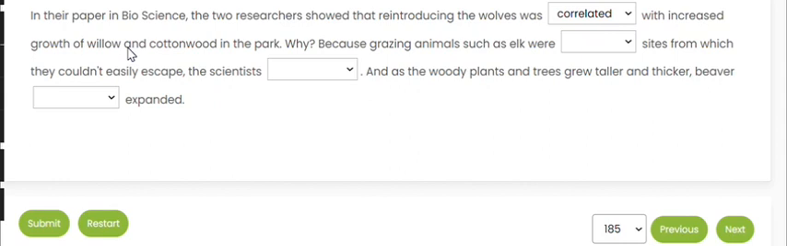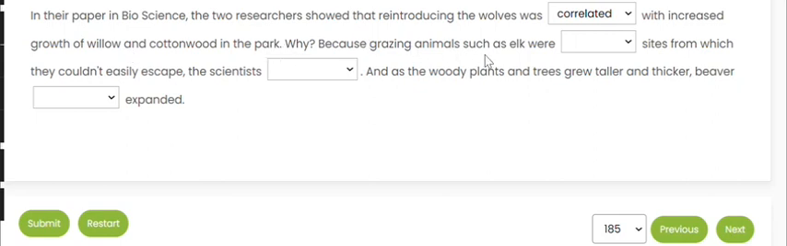And otherwise also, if the growth of willow or cottonwood, these are the plants or the flora, the vegetation, decreases, wolves will not live in that area. So that is correlation.